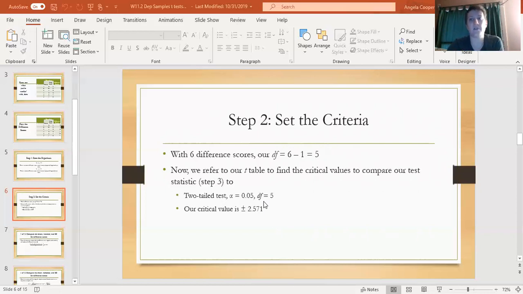Don't get your p-values and your test statistics confused. Remember, with a p-value, we're comparing p-values to alpha, that 0.05. If your p-value is less than 0.05, you would reject the null. If it's greater than 0.05, you would retain the null. But with test statistics, it's different.